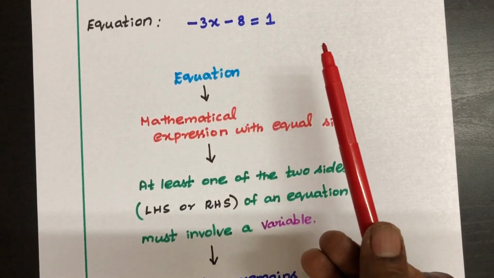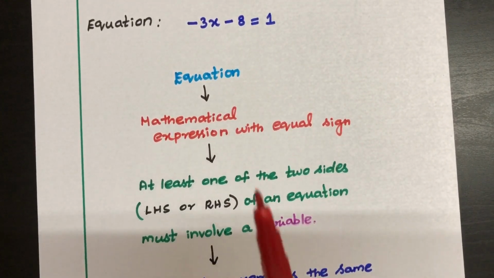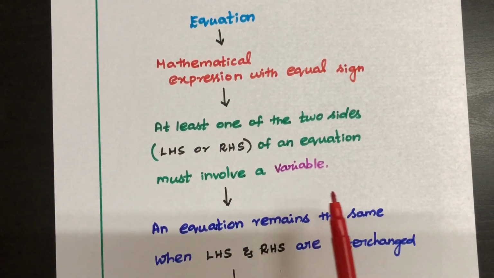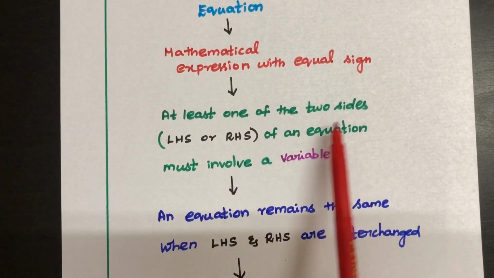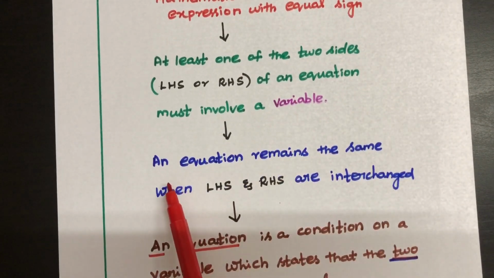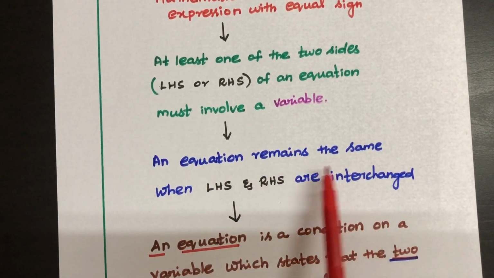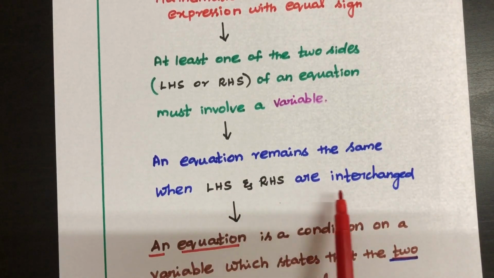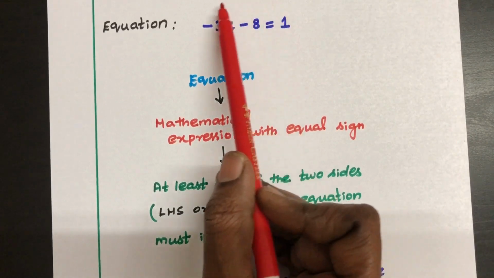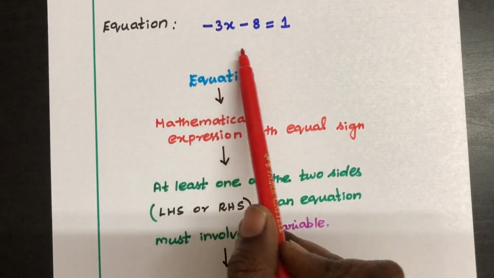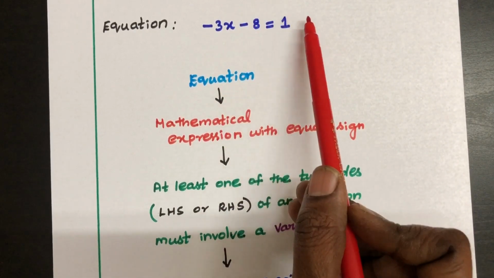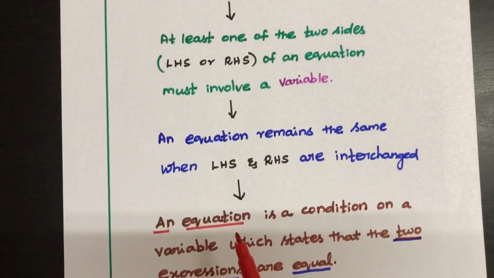Both sides can also have a variable, but it is necessary to have a variable on at least one side. One of the two sides of an equation must involve a variable. An equation remains the same when LHS and RHS are interchanged. That means if you take this expression and put it on the right hand side, LHS equal to RHS also implies RHS equal to LHS.